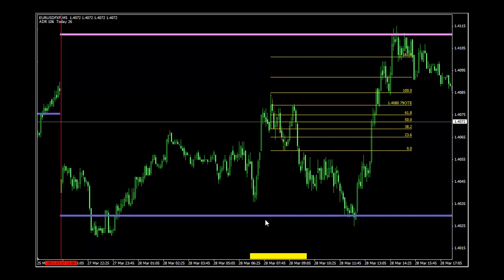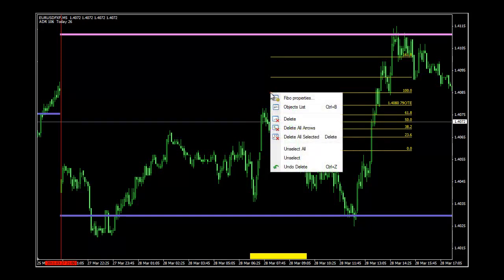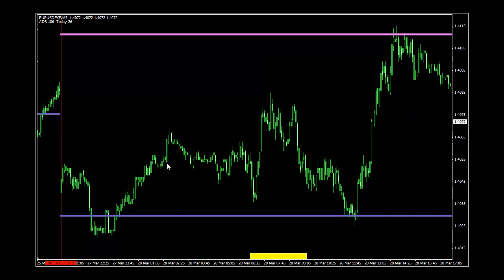and we have the low in here. This could have very well easily been retested, but if you take this out here, we're going to look for the New York session trade.